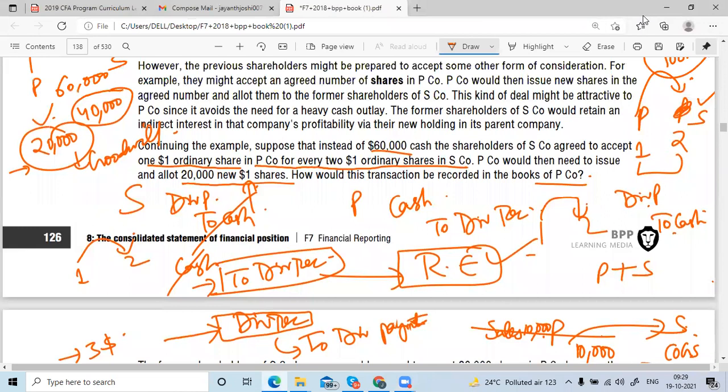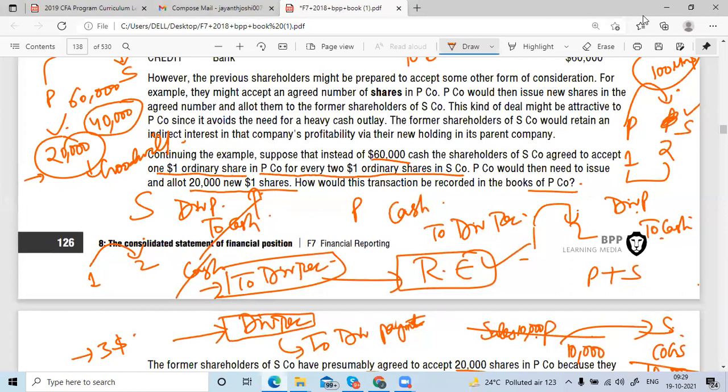Continuing the example, the payment to be given is 60,000. Definitely that is the fixed payment. The shareholders of S company agreed to accept $1 ordinary share in P company. Already their share value is $1. For every 2 $1 ordinary shares in S company, for every 2 shares, just a second.